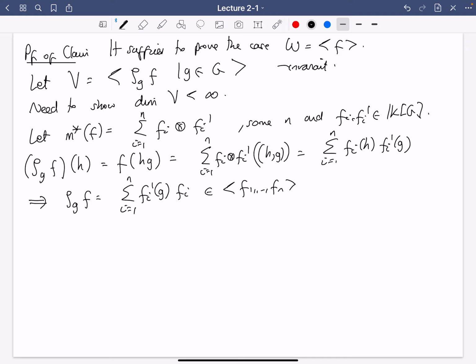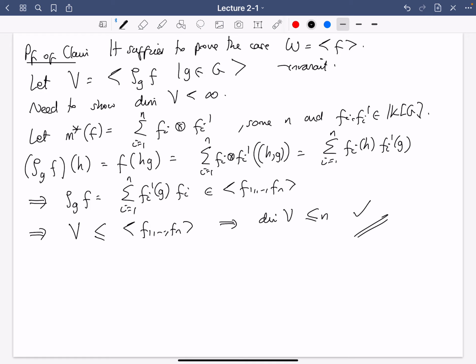But this has got nothing to do with g. It only depends on f, because we just used m star of f to calculate this thing. And so this shows that our v, the span of all of those right translates rho g of f for all g, lies in this span of these vectors. And so the dimension of v is actually less than or equal to n. And that does the job. I've proved that v is finite dimensional. Okay, so that's proving my claim.